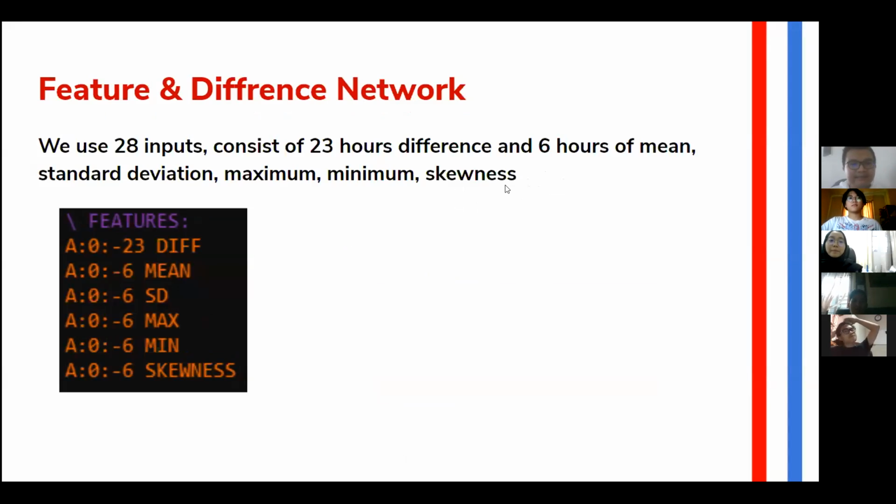And now we discuss the feature and difference network. In this model, we use 28 inputs, consisting of 23 hours of difference and 6 hours of mean, standard deviation, maximum, minimum, and skewness.